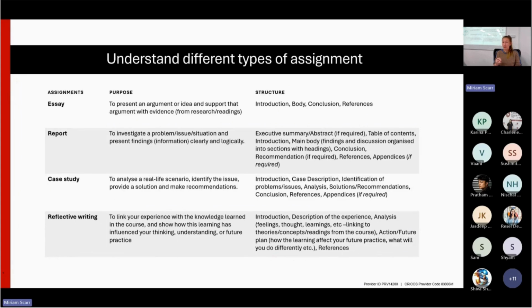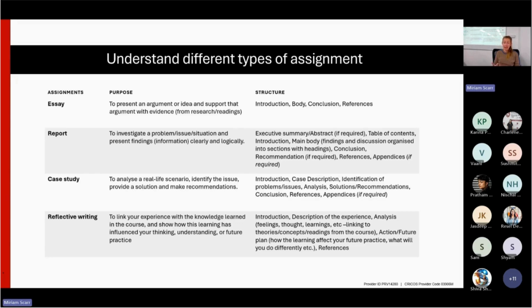So the executive summary or the abstract, if it's required, sometimes a table of contents, an introduction, the main body or the findings, and a discussion organised into sections with headings, a conclusion and potentially recommendations if they're required, references and possibly appendices.